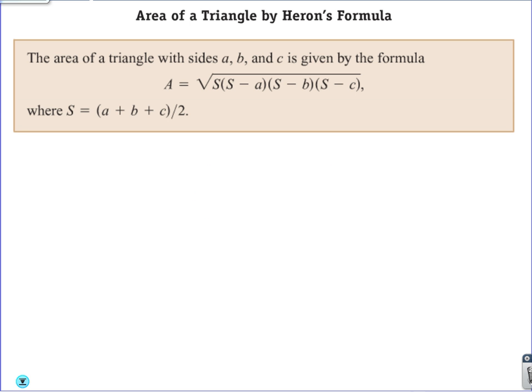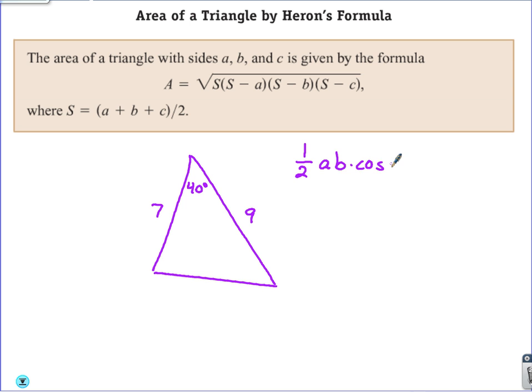If you're given angles inside a triangle. Now, if this is your case, where this is a 40-degree angle, this side is 7, this side is 9, you had your new formula to use, which was 1/2 AB times sine C, excuse me, not cosine. It's 1/2 times the side times the side times the sine of the included angle.